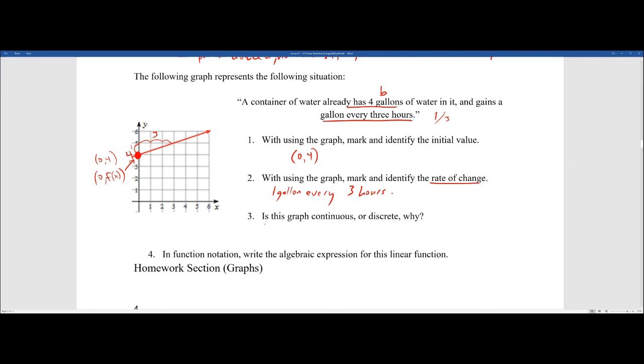Now, is this graph continuous or discrete? It's water, it's flowing. And we're talking about time as well, so time is a great indicator. This would definitely be continuous. And again, the graph has a line. Also, water with time flows constantly. There's no skipping. So it's also the context.